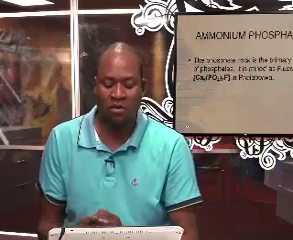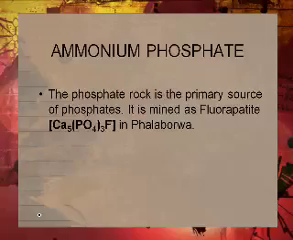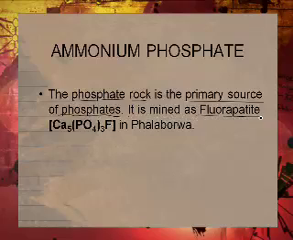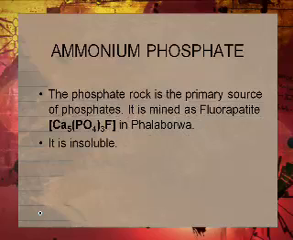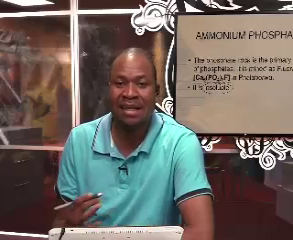Okay, now let's move on to ammonium phosphate. The phosphate rock is the primary source of phosphates. It is mined as fluorapatite, which is Ca5(PO4)3F, that's fluoro. And this is mined in Phalaborwa. But this substance here is insoluble, so it cannot be absorbed by plants as is.